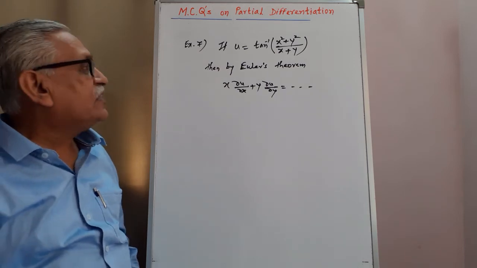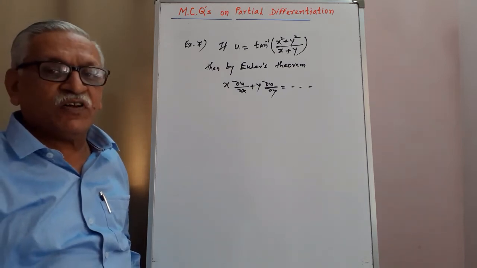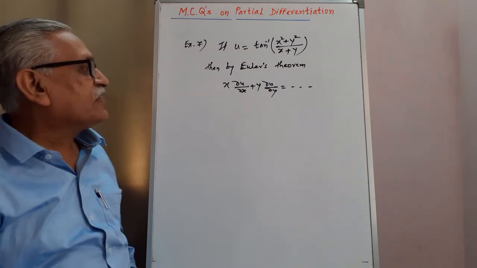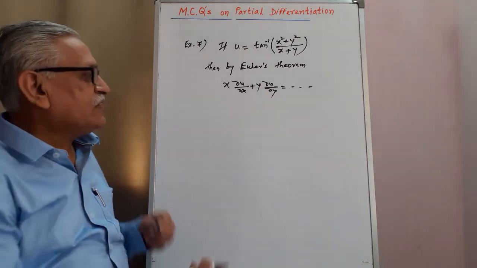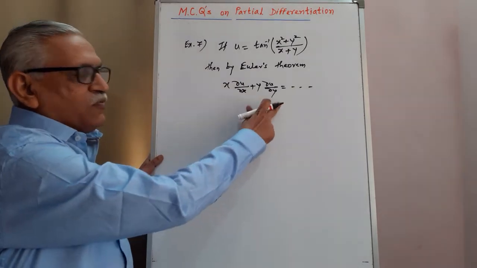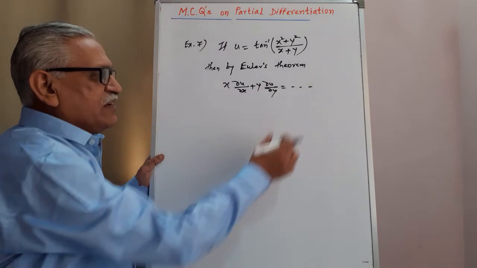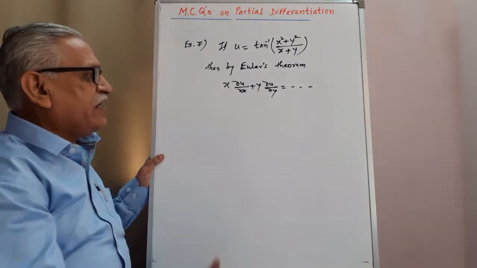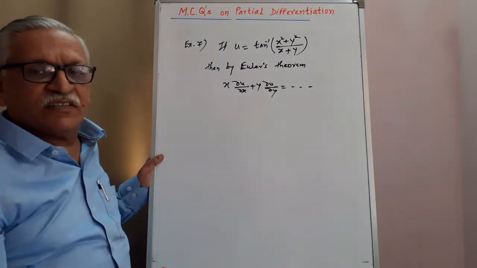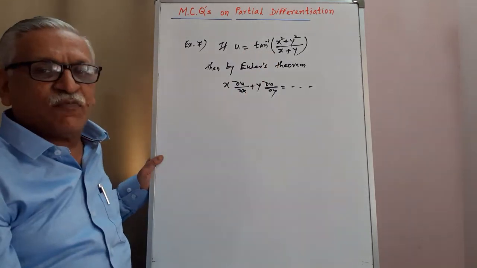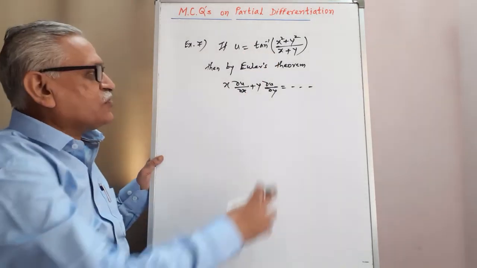Example number 7. If u is equal to tan inverse of x square plus y square divided by x plus y, then by Euler's theorem, x dou u by dou x plus y dou u by dou y is equal to, we have to obtain the answer for this. And as here it is mentioned that we have to apply Euler's theorem, we check whether it is type 1 or type 2, or case 1 or case 2.